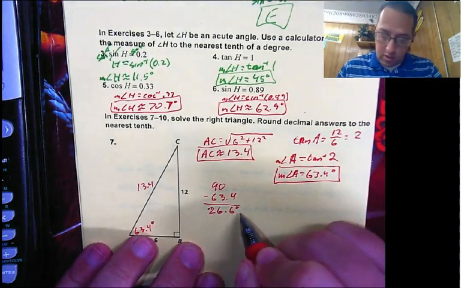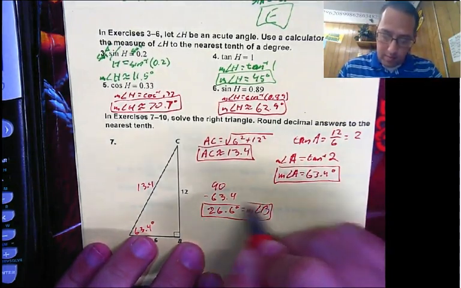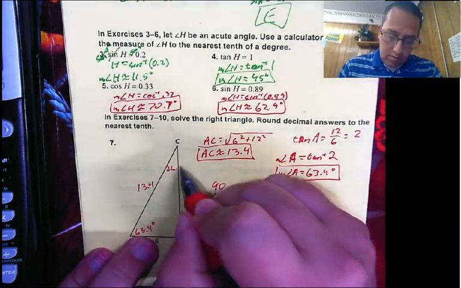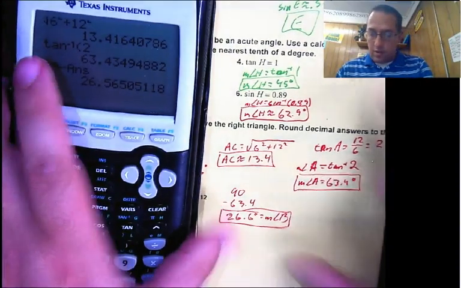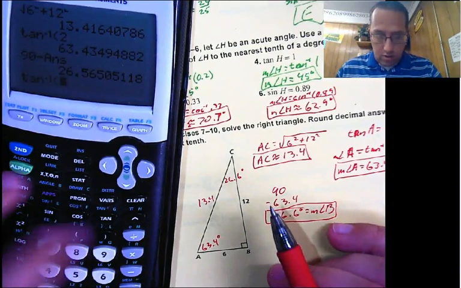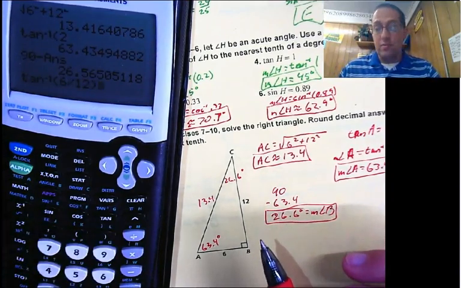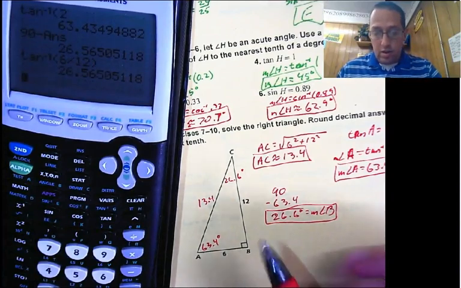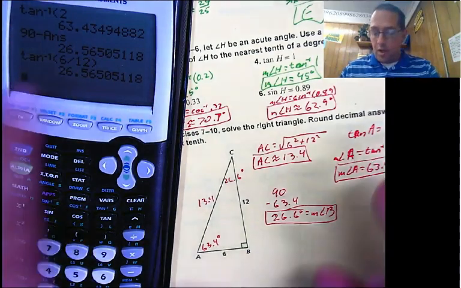26.6 degrees is equal to the measure of angle B. 26.6 degrees. And just so you can see this, we could do this the other way around. That tangent would be 6 over 12, right? So inverse tangent of 6 over 12. It is not actually necessary to simplify in your calculators, and we get the exact same answer. All right, so we're good.